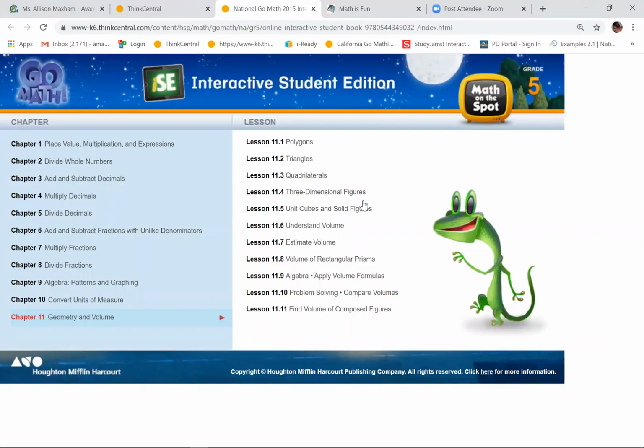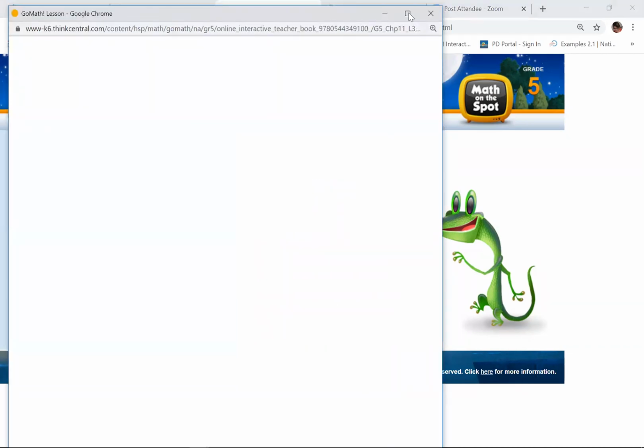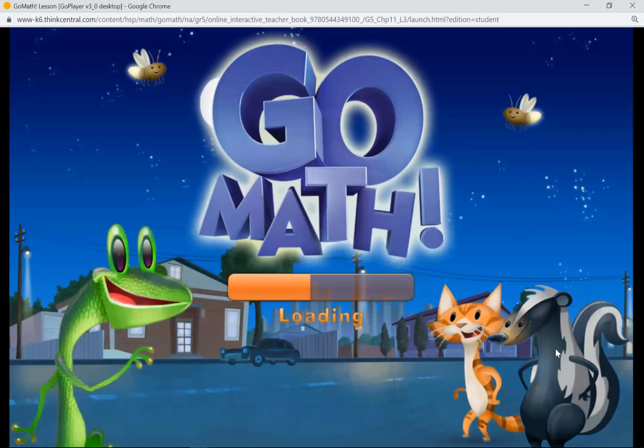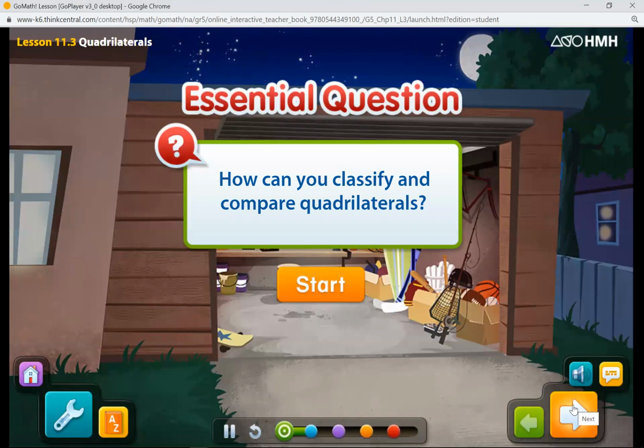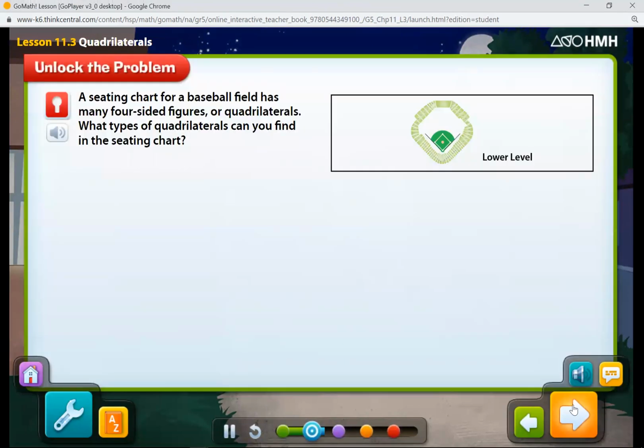All right, here we are at Unlock the Problem with Quadrilaterals. All right, how can you classify and compare quadrilaterals? Let's see how you can classify different types of quadrilaterals. Let's unlock this problem. A seating chart for a baseball field has many four-sided figures, or quadrilaterals. What types of quadrilaterals can you find in the seating chart?